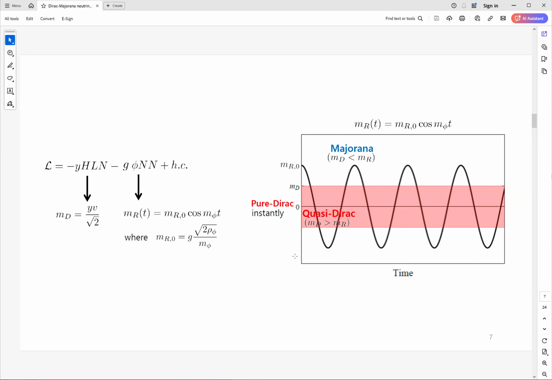When the Majorana mass term M_R is smaller than the Dirac mass term M_D, the neutrino becomes the pseudo-Dirac type. And when M_R is exactly 0, the neutrino type becomes pure Dirac instantly. And when the Majorana mass term M_R is larger than the Dirac mass term M_D, the neutrino becomes the Majorana type again, and such type oscillations occur periodically.